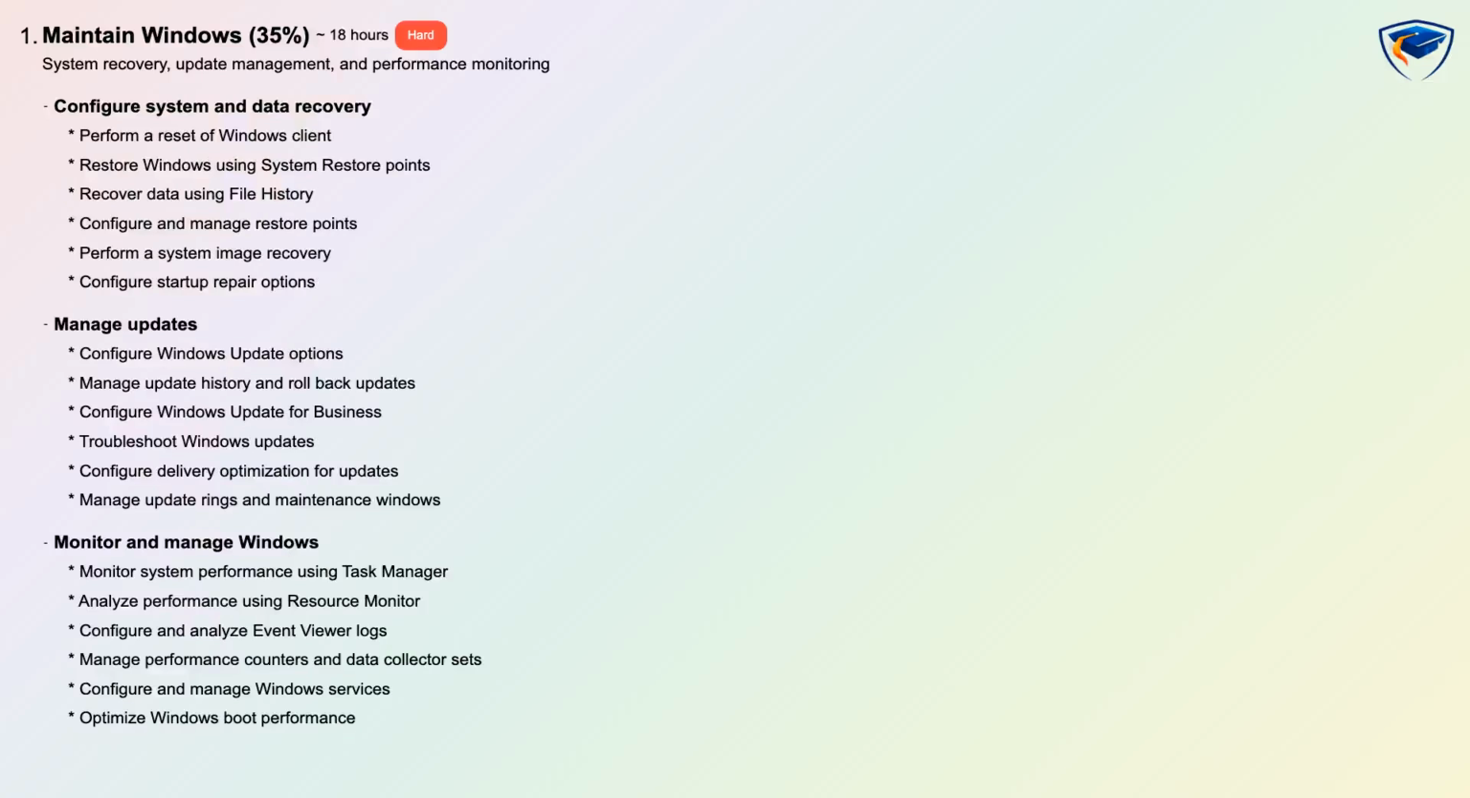You will also learn update management, from configuring Windows Update options and Windows Update for Business to managing update rings, maintenance windows, delivery optimization, and troubleshooting update failures. Finally, you will learn to monitor and manage performance by using Task Manager and Resource Monitor, analyzing event viewer logs, managing performance counters and data collector sets, configuring services, and optimizing boot performance.